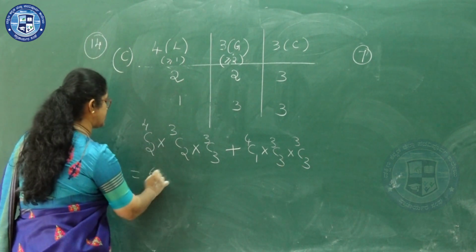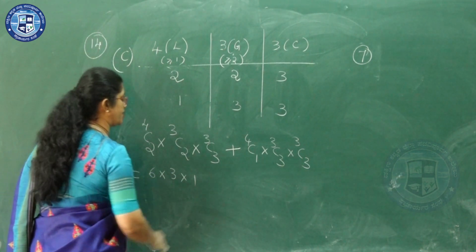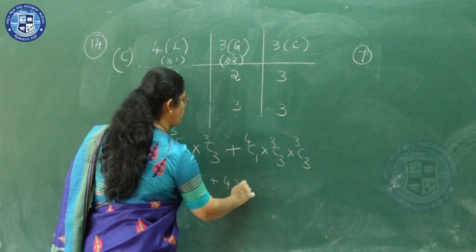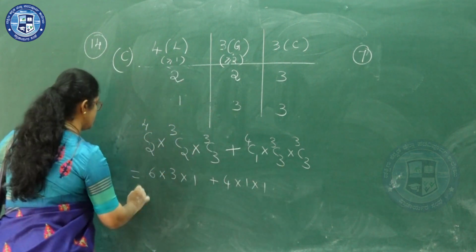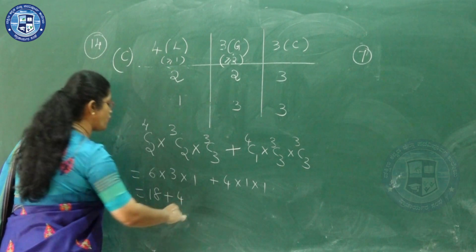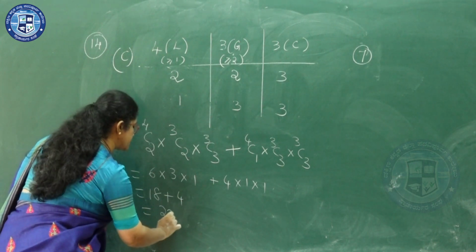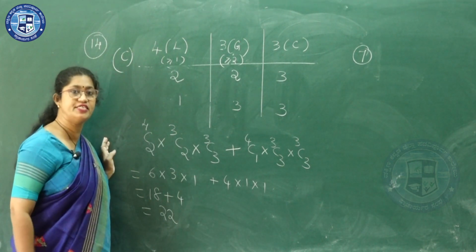4C2 is equal to 6. This is 3 and 1. 4C1 is 4 into 1 into 1. So this is 18 plus 4. The total number of selections is 22.